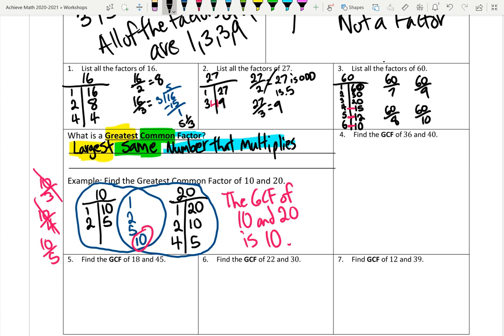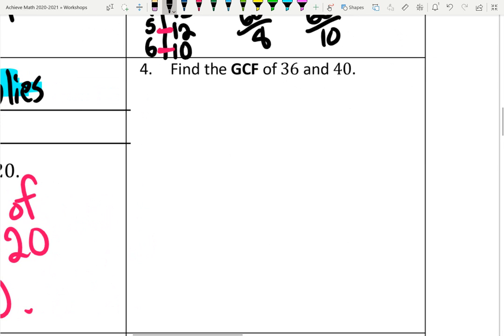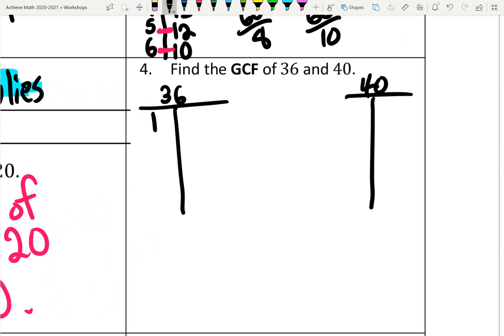So this is how I set up number 4. Remember, autopilot. I see GCF. That means T-chart. I'm going to do 36. And I'm going to do 40. 1 and 36 will start my list, and 1 and 40 will start it. Notice I haven't done any math yet. I'm just setting it up.